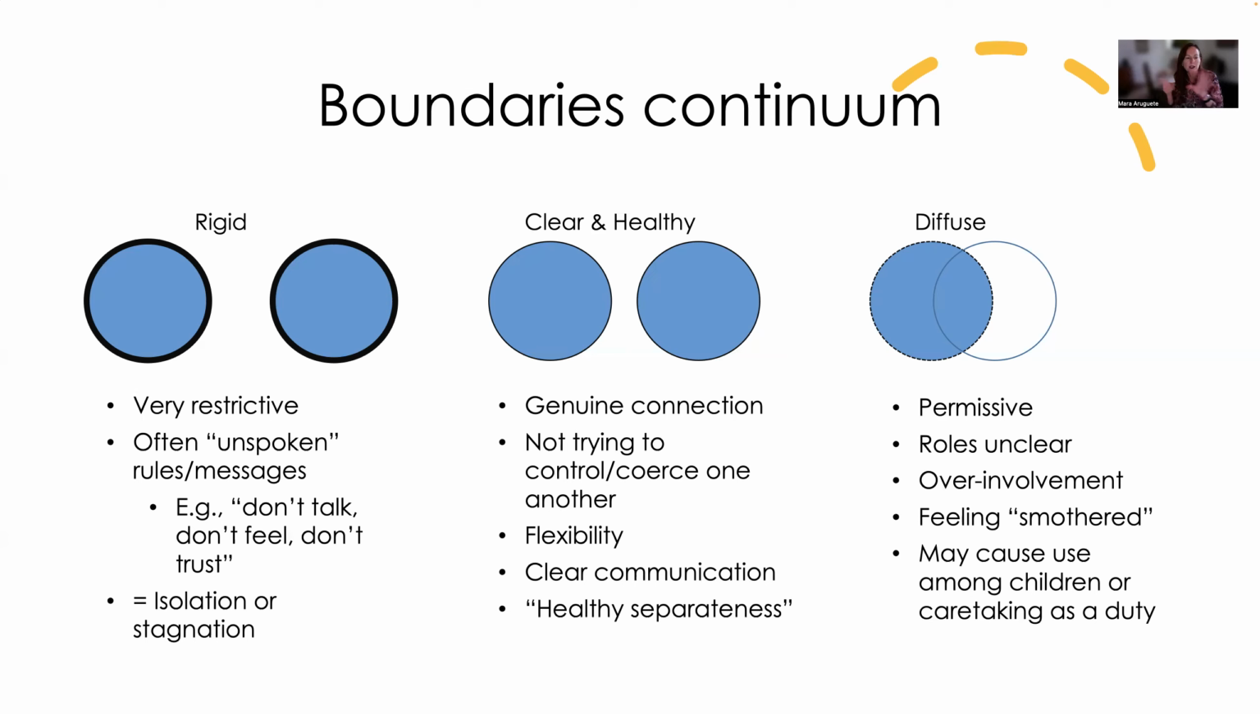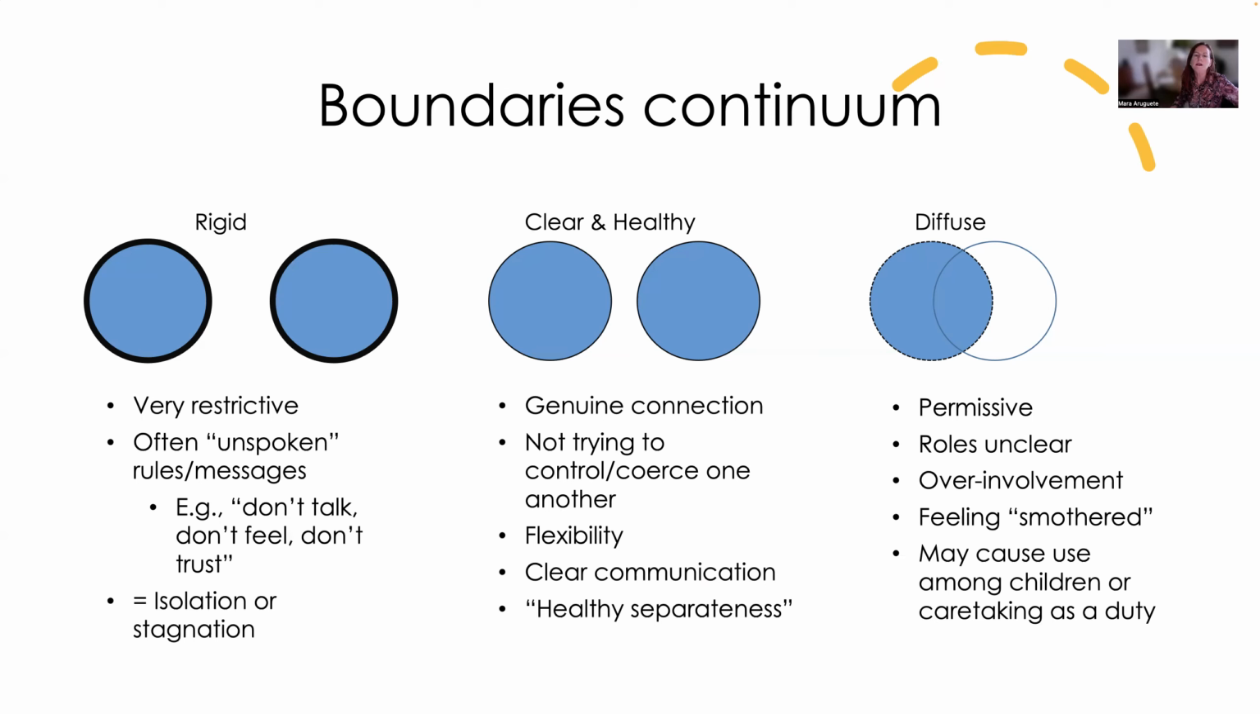But one common one that's talked about is don't talk, don't feel, don't trust within that family. That tends to lead to a lot of separation between individuals, where there's a lot of isolation. People remain on their own. They're very independent. And there's also stagnation that results from that, because you don't get this kind of growth of the family connections.